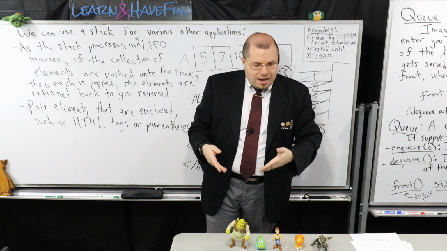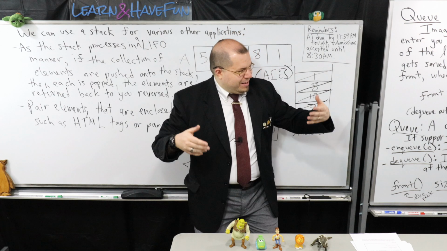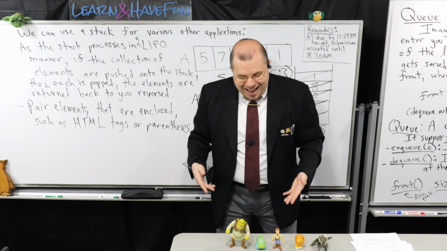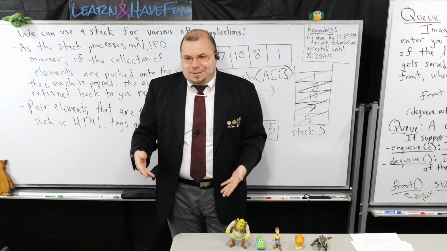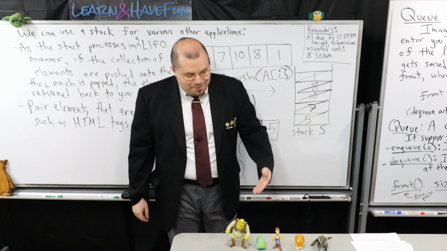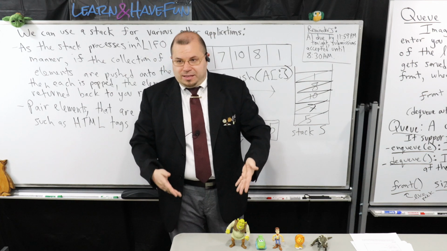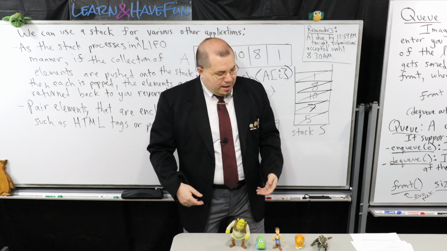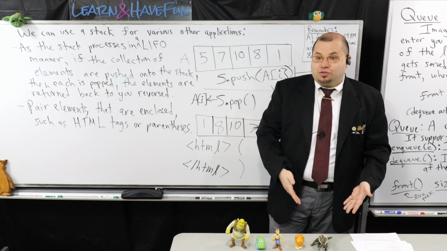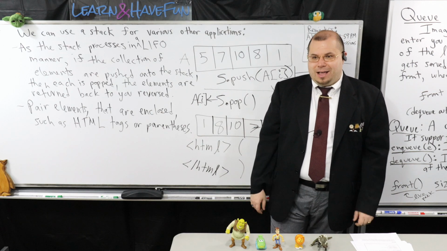So say I have my friends here, again, I have the gang, and they're lining up to get their favorite drink. And I have my lovely green friend here at the front of the line, and I have my dinosaur friend currently at the rear of the line, or back of the line.